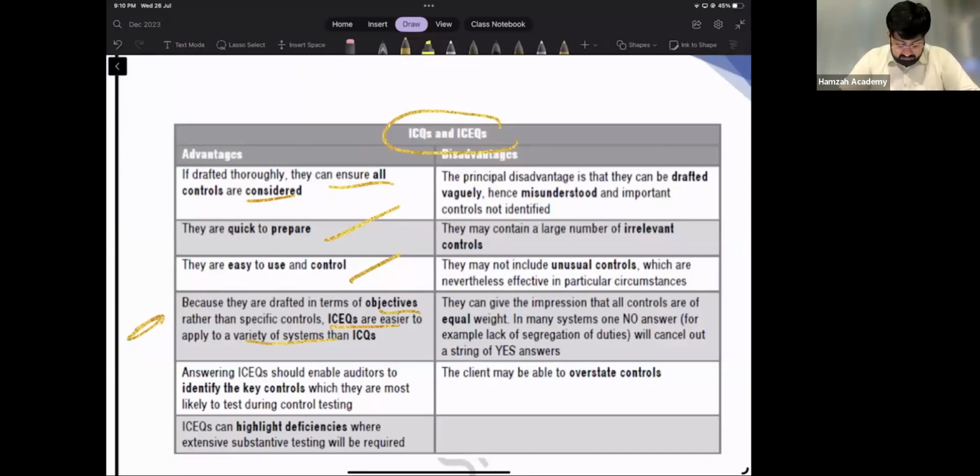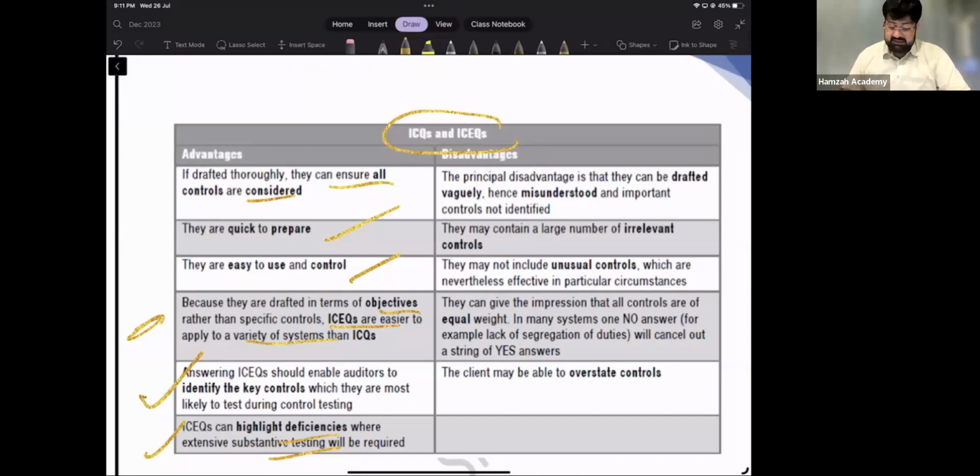I already told you, ICEQ talks about effectiveness, whether the objective is being achieved. So it helps to identify which controls are strong and which are deficient. If controls are weak, ICEQ will highlight it.